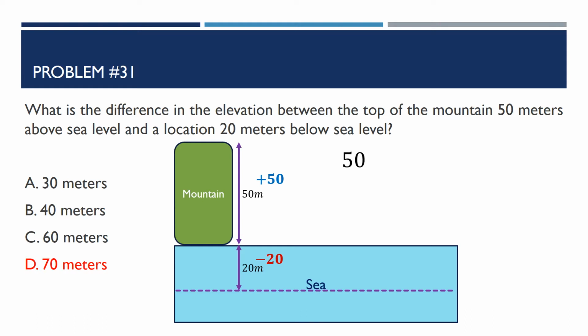Now let us subtract because the task is to find the difference. So 50 minus the below sea level, that's negative 20. When you subtract, we copy, change. That's the rule for subtracting integers. So copy the 50, change the operation to plus, and change the sign of negative 20 to positive, and then combine 50 plus 20, that is 70. So the answer is 70 meters.